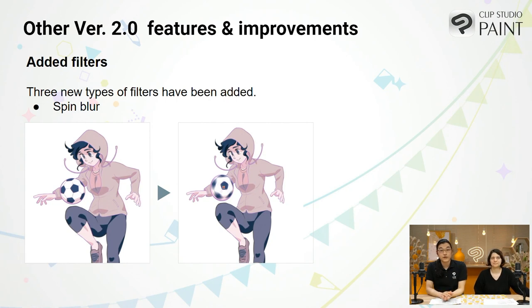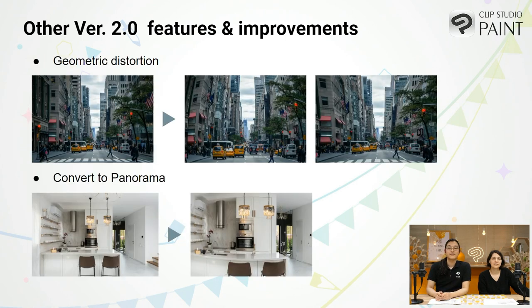So we have new filters. We have the spin blur, which is a blur that, of course, applies as a spin, so it looks like a rotating. Right now we have this on the bulb. You could use it for wheels, tires, just to show camera movement, for example. We also have a geometric distortion filter, which applies a lens-ish distortion to the screen. We also have convert to panorama, which will take an image and distort it to look as if it was a panoramic image.